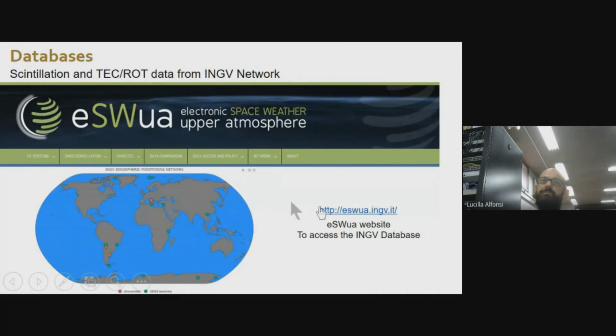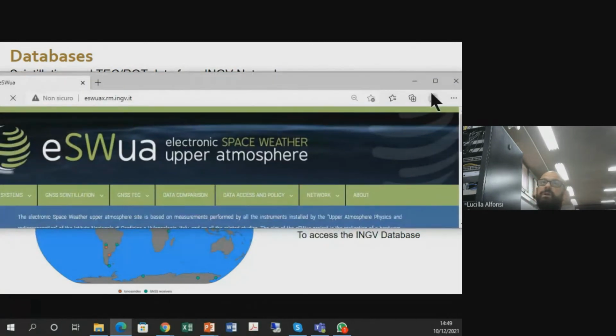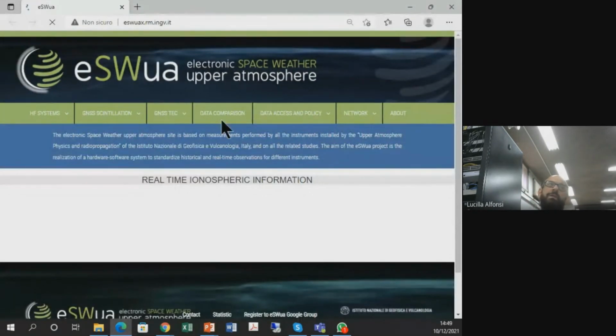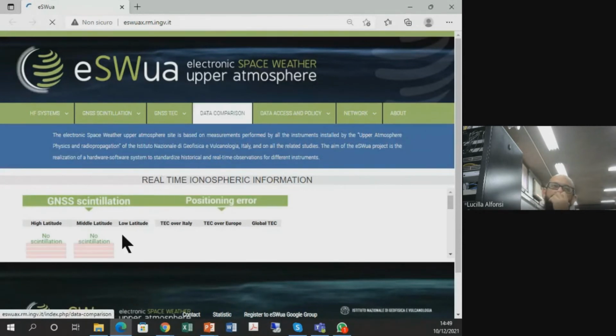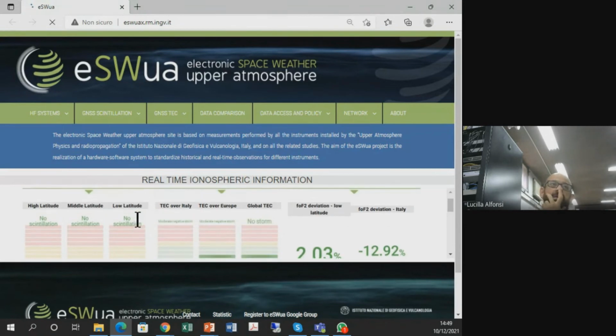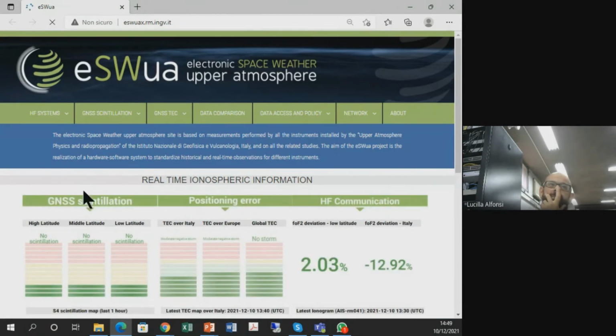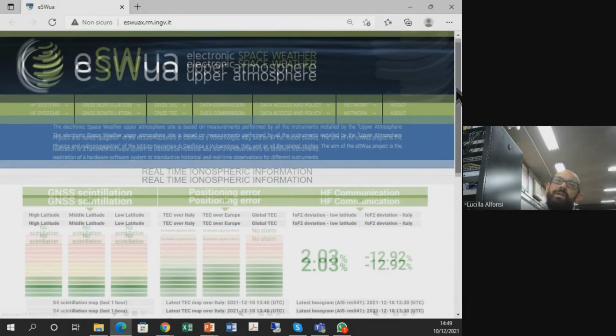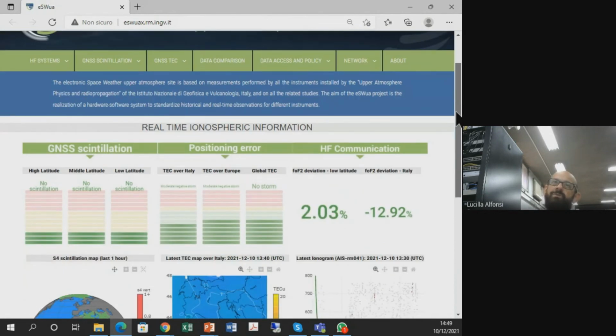In this ESWUA web portal, let me show you the home page. You have a lot of information on the home page. You have some gauges, some indications on what is going on in the ionosphere from a scintillation point of view, from a TEC point of view, and from an HF communication point of view. So from the home page, you can get rapid information about the ionospheric behavior all over the world.